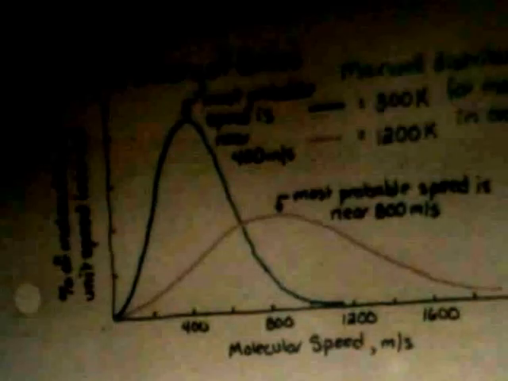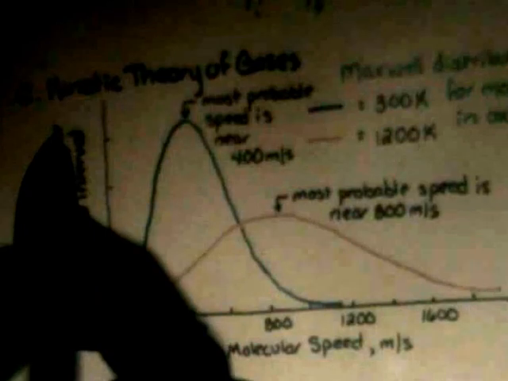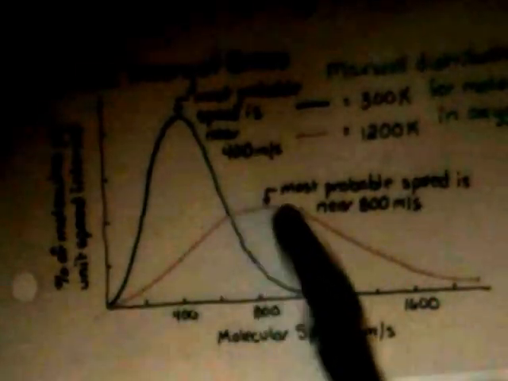Over here on the y-axis, it says percent of molecules per unit speed interval. So how many molecules are going at a particular velocity? And it's allowing us to relate that to molecular speed down here. So how many are going at this particular speed? In other words, you can look at the y-axis as the number of molecules at that speed, and the x-axis as the molecular speed, except that this is a percentage on the left-hand side.